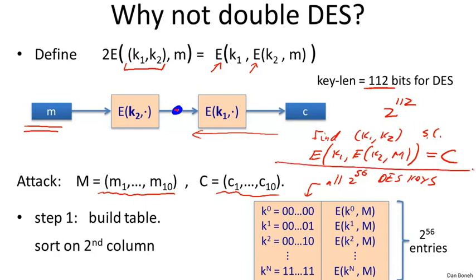And what we do is basically for each entry, we compute the encryption of M under the appropriate key. So this is the encryption of M under the all 0 key, the encryption of M under the 1 key, and then at the bottom, we have the encryption of M under the all 1 key. Okay, so there are 2 to the 56 entries, and we sort this table based on the second column. Okay, so far so good.